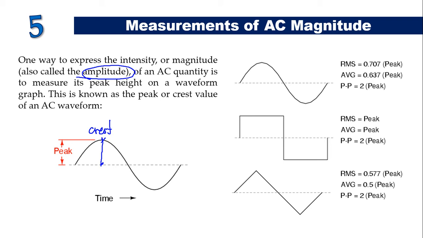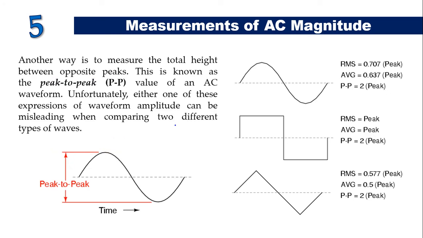Meron din tayo, tinatawag nating peak-to-peak value of a waveform. Okay? Pag sinabi natin peak-to-peak, ito naman siya. Okay? So this is another way to measure yung total height between opposite peaks. This is known as peak-to-peak or PP value of an AC waveform. So ito, magkabilang dulo, yan, tsaka ito.